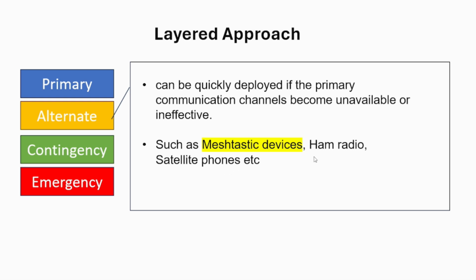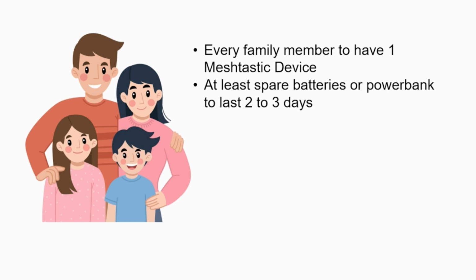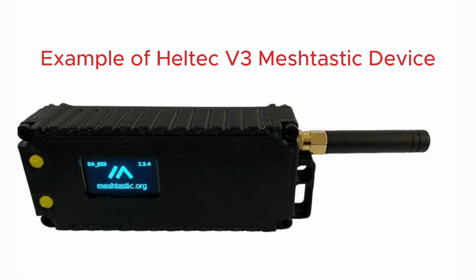Of course, some of you may have things like ham radio and satellite phone, but in this situation I'm going to focus on Meshtastic devices for a small family starting out with a lower budget. So with a Meshtastic device, please make sure that every family member has a Meshtastic device. You can start with a more affordable Heltec V3 for a start. You don't have to go for an expensive unit.